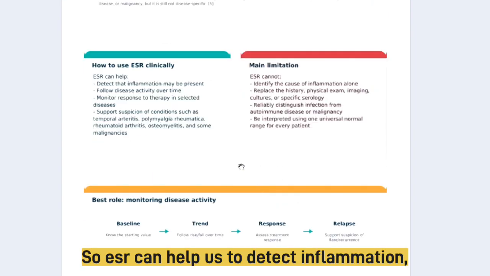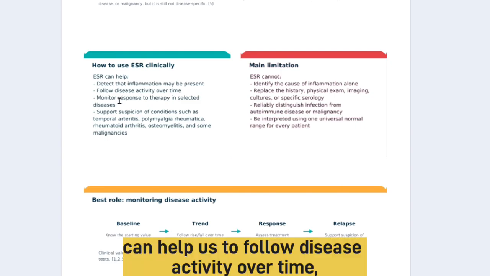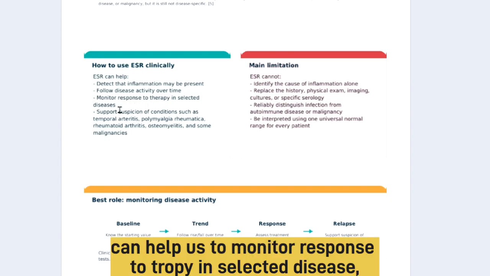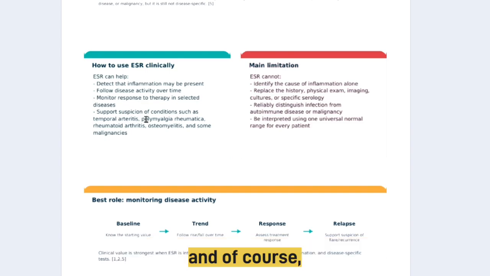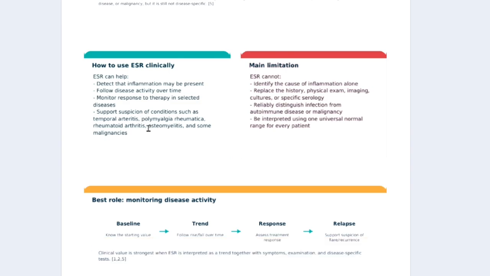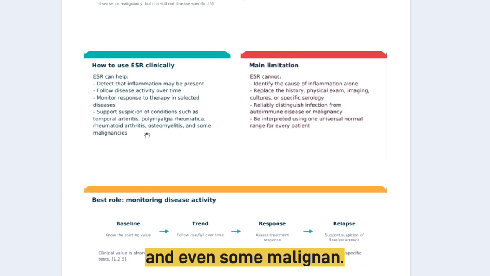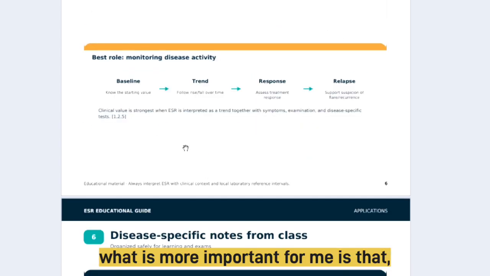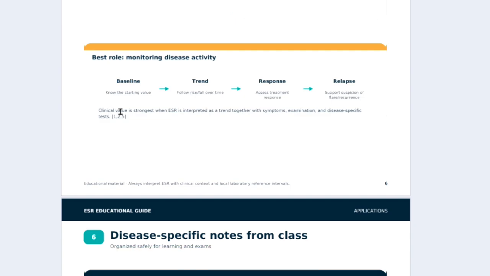So ESR can help us to detect inflammation, can help us to follow disease activity over time, can help us to monitor response to therapy in selected diseases, and of course can support suspicion of conditions such as temporal arteritis, polymyalgia rheumatica, rheumatoid arthritis, osteomyelitis, and even some malignancies.